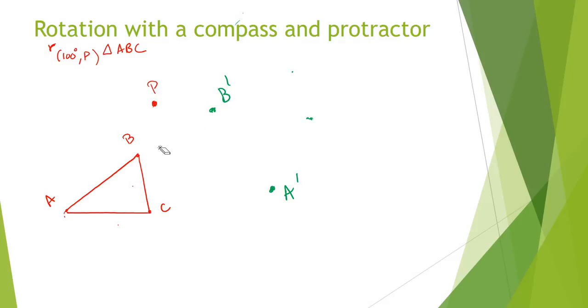Okay, one more to go. See if we can get C. So again, line up P and C. Lay your compass on that. Measure 100 degrees. Lay your compass again. Trouble writing all of a sudden. Okay, hold on. Oh, goodness. Let me try that one more time. See if I can write again.